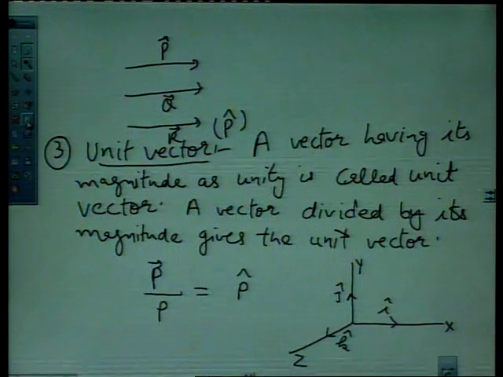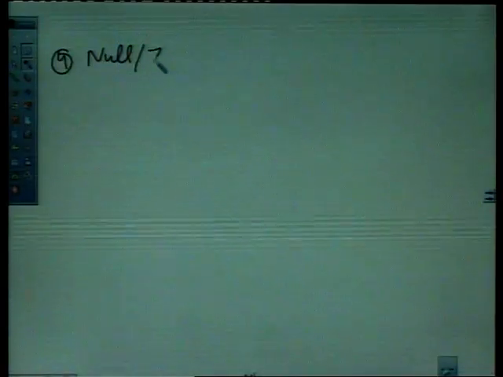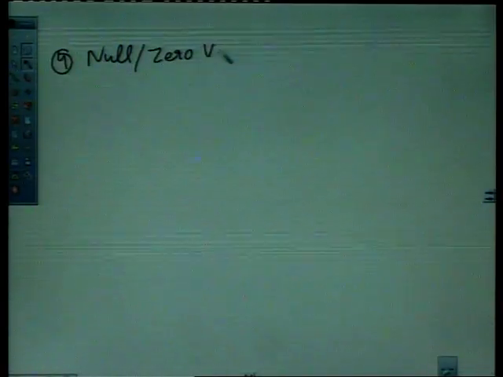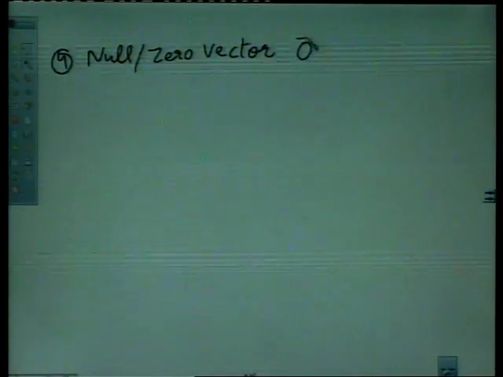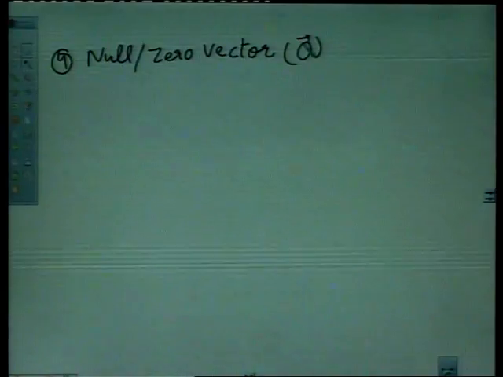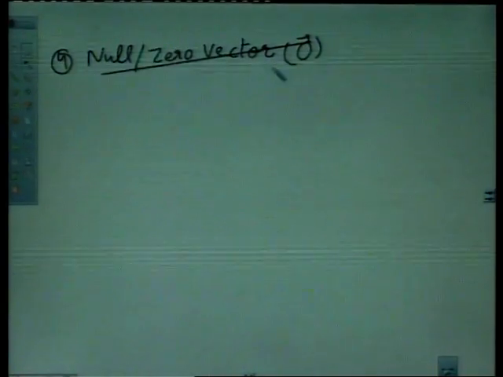Now next is null vector or zero vector. The symbol is 0 with the vector sign.